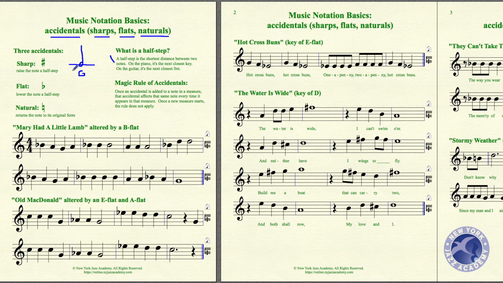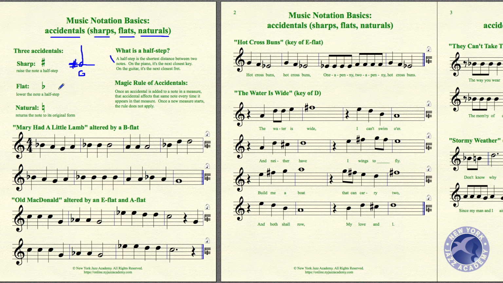That's normally what G would sound like. But if we put this little sharp sign in front of it, which basically looks like a number sign, then it would be up to G sharp. And on every instrument, there are different fingerings for the sharp notes.